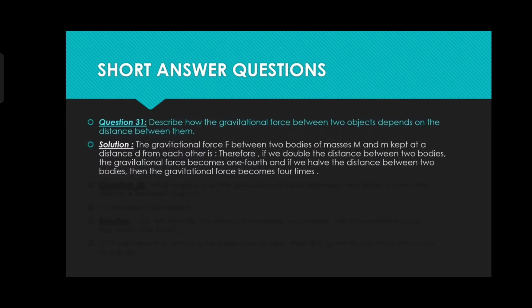Question number 31. Describe how the gravitational force between two objects depends on the distance between them. The gravitational force F between two bodies of masses m1 and m2 kept at a distance d from each other is F = G m1 m2 / d square. Therefore, if we double the distance between two bodies, the gravitational force becomes 1/4, and if we halve the distance between two bodies, then the gravitational force becomes 4 times.